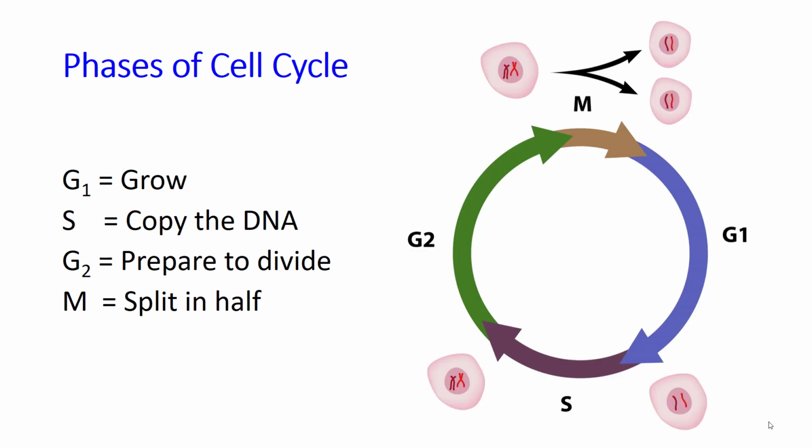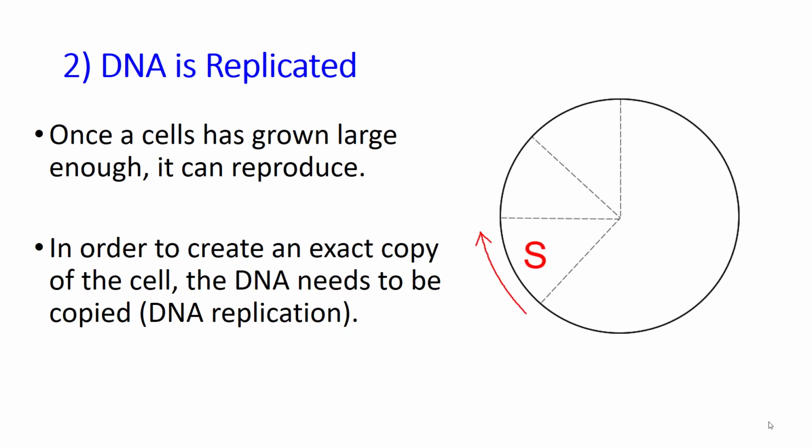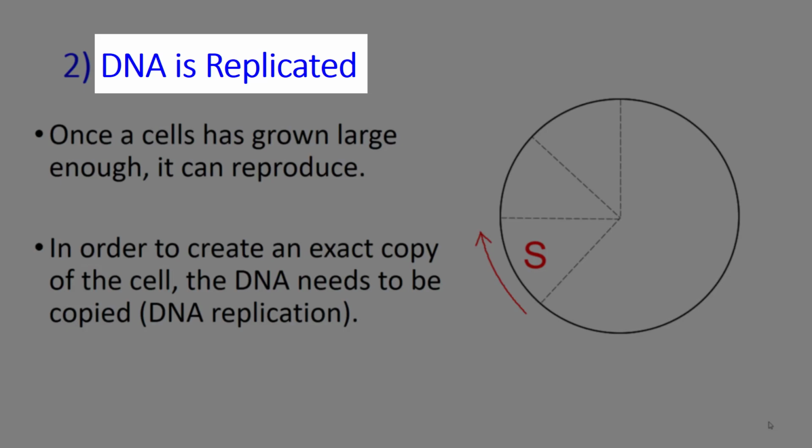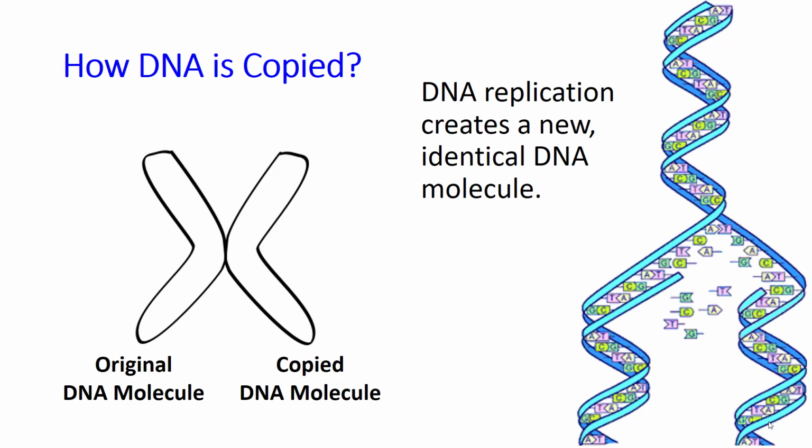There are four main phases to the cell cycle: G1, S, G2, and M phase. The first phase, G1, is the vast majority of the time the cell spends in its life, and it's just growing in size. S phase is when DNA is copied, DNA is replicated. So when they make two new cells that have identical DNA, well, we've got to copy that DNA. It happens in S phase.